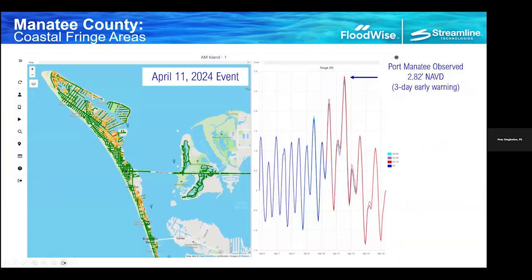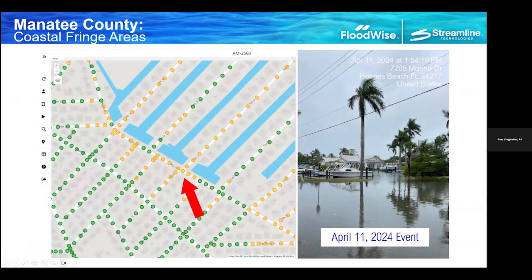This is Holmes Beach on Anna Maria Island, and this was the April 11th event of this year. The observed elevation was 2.82 at Port Manatee, which is a little bit north and east of here. And this was a 3-day early warning. We had a photograph of that area. We were predicting the flooding along the street here, and that's what was observed during that event.